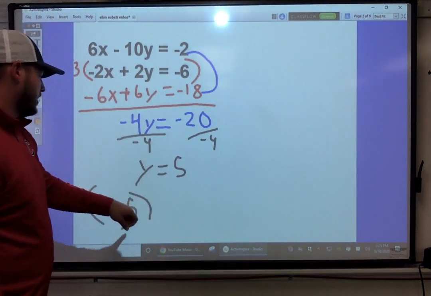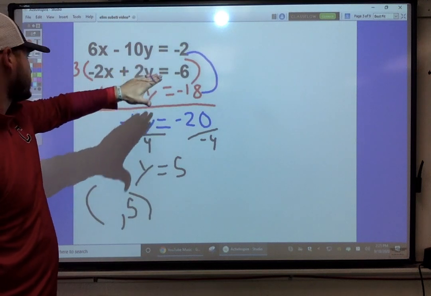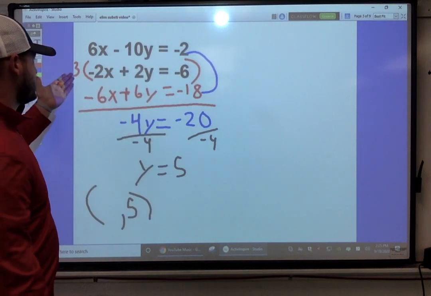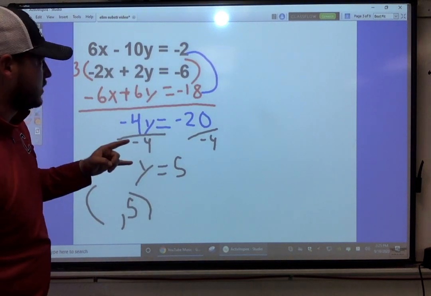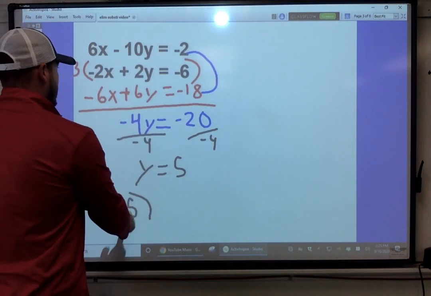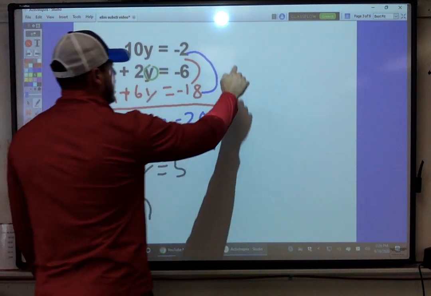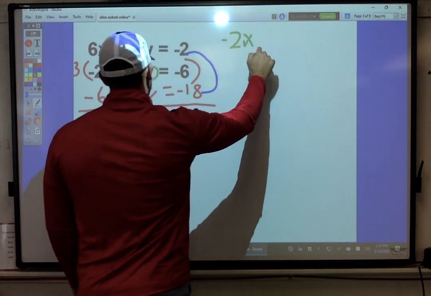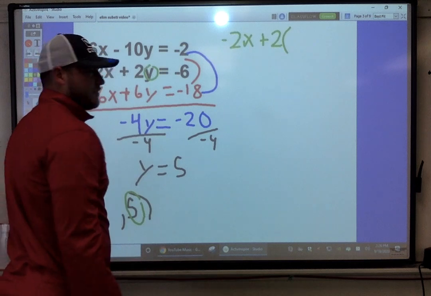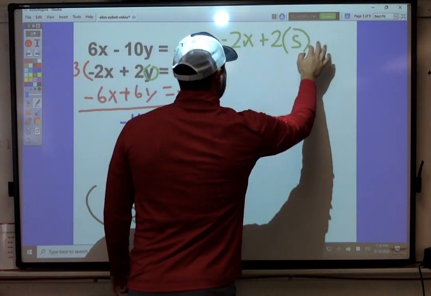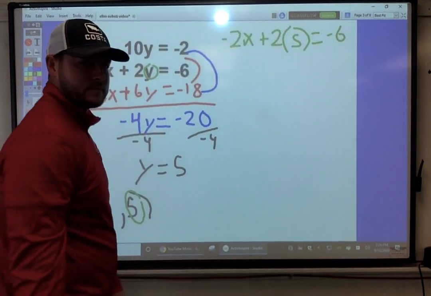Well, we're going to plug in that y into one of our equations for y. Let's see, I'll use the bottom equation. Again, both equations will work. So if I plug in 5 for this y, I'm going to rewrite it over here. Negative 2x plus 2, instead of writing y, I'm writing 5, so 2 times 5, and that's equal to negative 6, right?